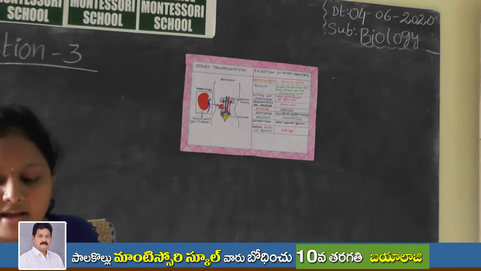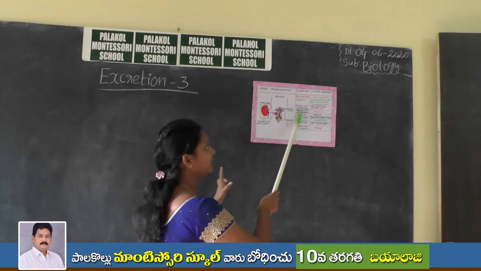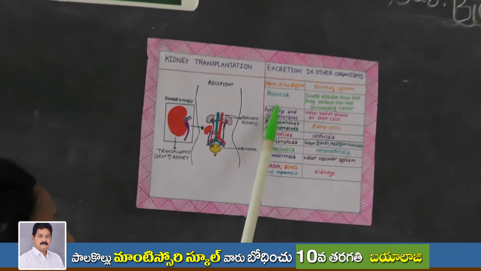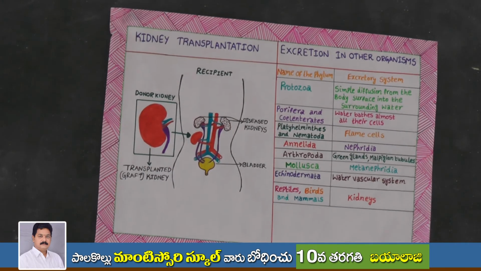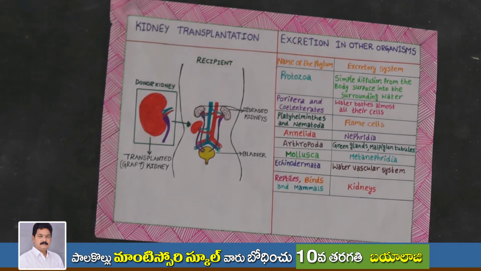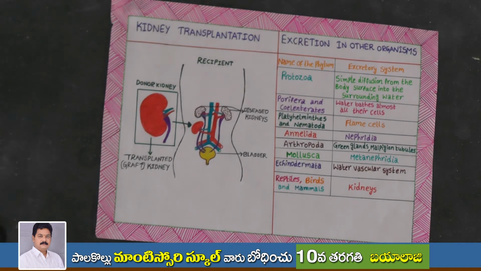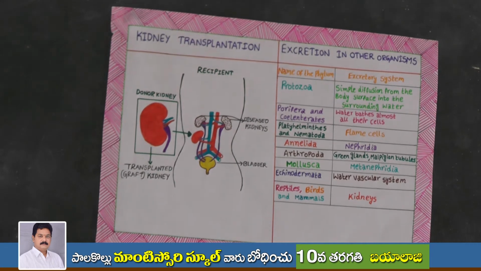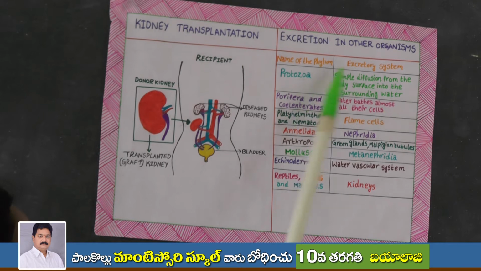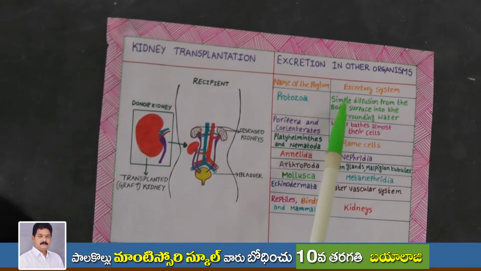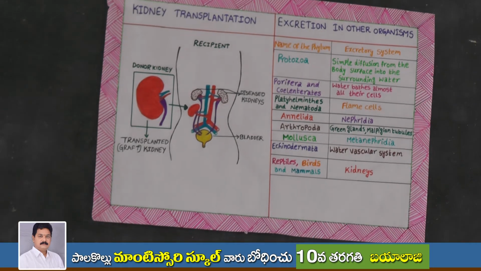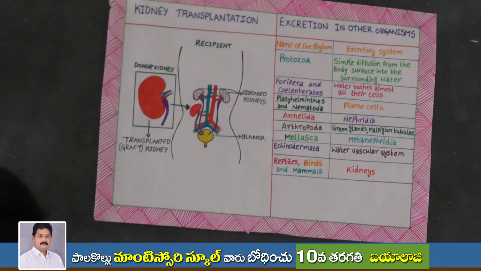Excretion in other organisms. First of all, the phylum Protozoa. Some examples of Protozoa are amoeba and paramecium. The malarial parasite is also included under Protozoa. These are the common examples of Protozoa. Excretion in Protozoa takes place by simple diffusion.